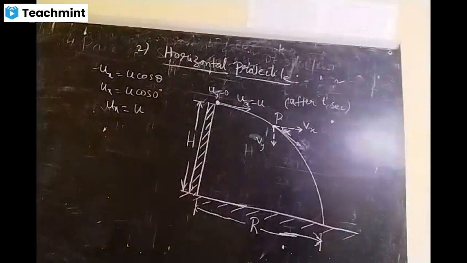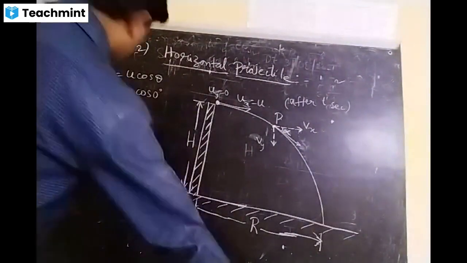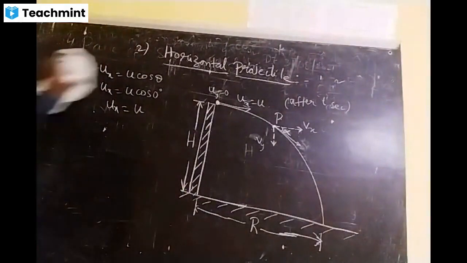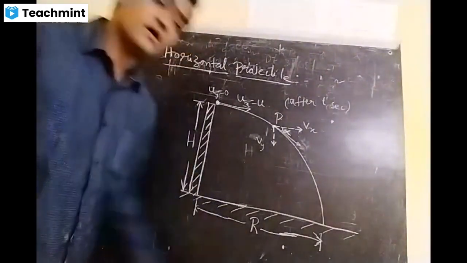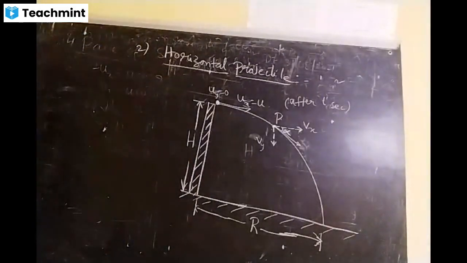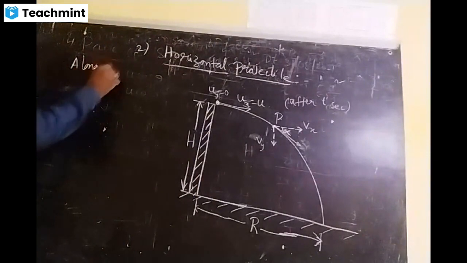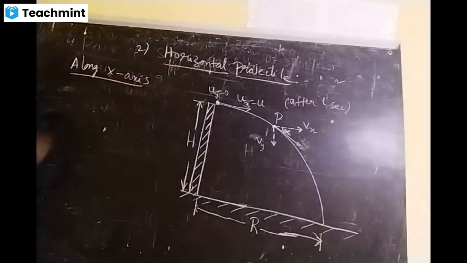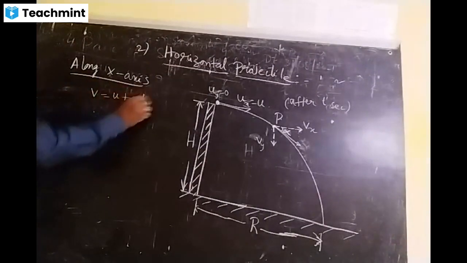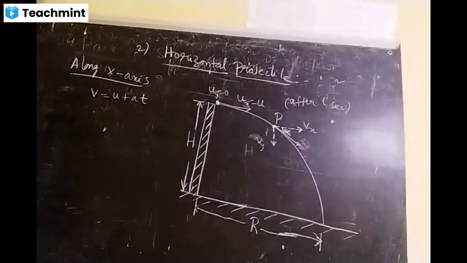What should be the value of Vx? Vx is along which axis? Along the x-axis. Let me use V is equal to U plus AT. I use this formula because I need Vx.